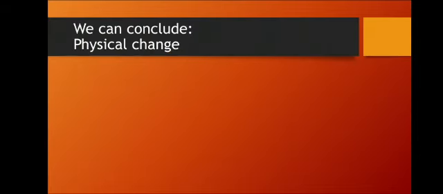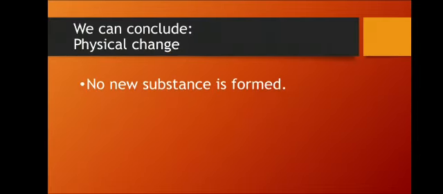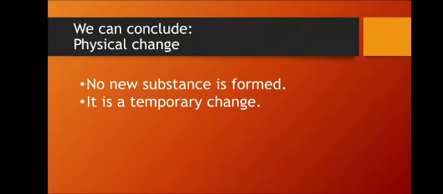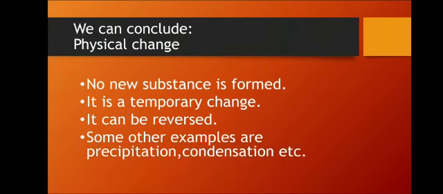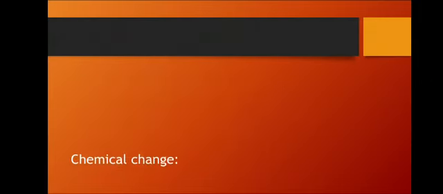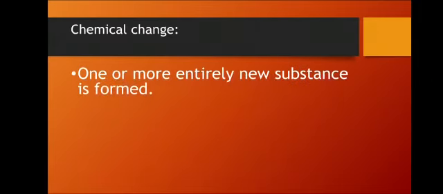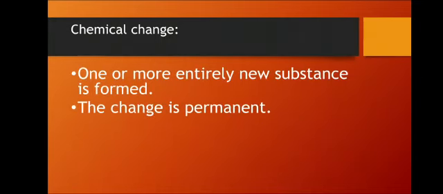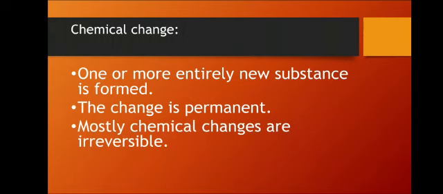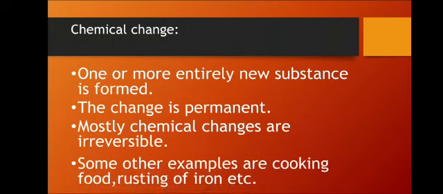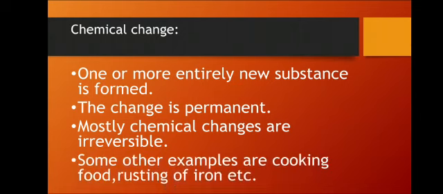So students, we have learned in physical change, no new substance is formed. It is a temporary change. It can be reversed. Some other examples are precipitation, condensation, etc. Chemical change. One or more entirely new substance is formed. The change is permanent. Mostly chemical changes are irreversible. Some other examples are cooking food, rusting of iron, etc.